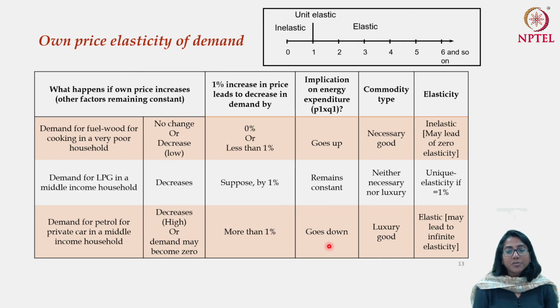What happens in case of energy expenditure? Because a 1% increase in price is leading to more than a 1% decline in energy, your energy expenditure tends to go down. What kind of good do we call it? It's usually called a luxury good. Even if you stop the consumption, or reduce it drastically, there is not a big impact on your quality of life. So this kind of commodity is called a luxury good.